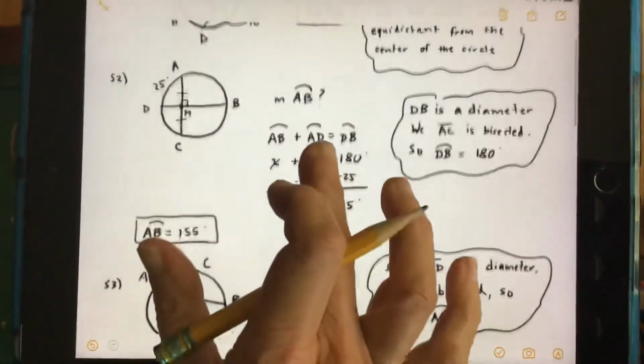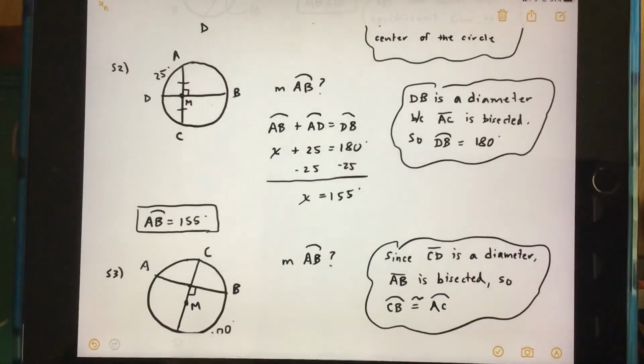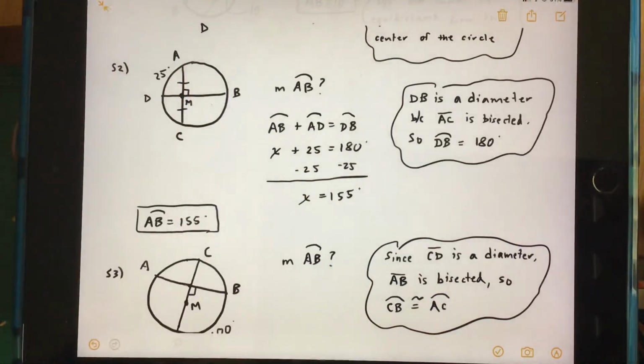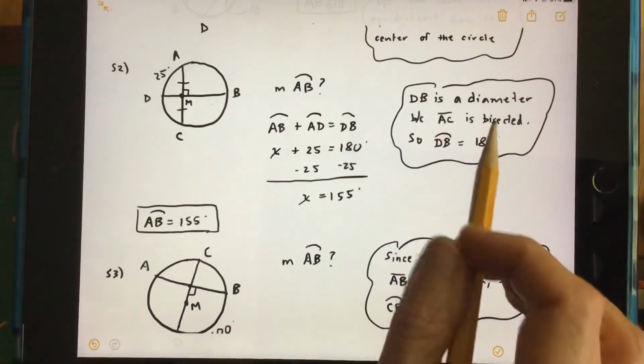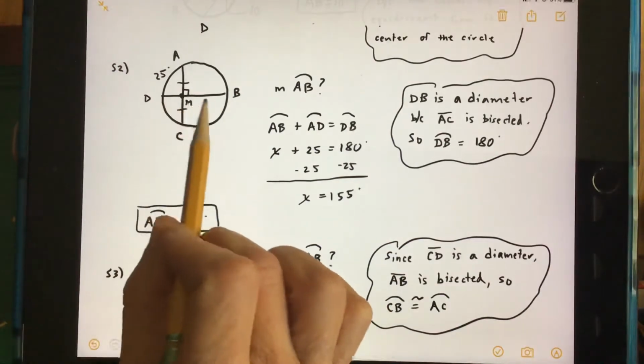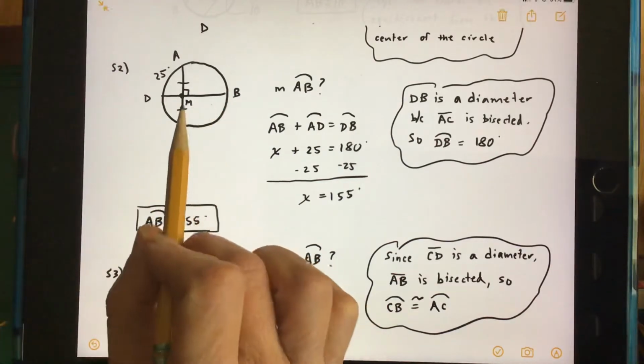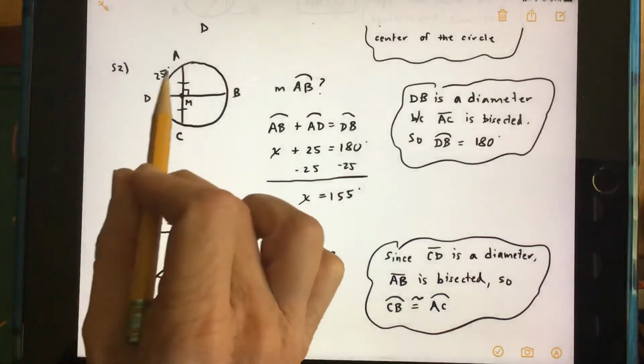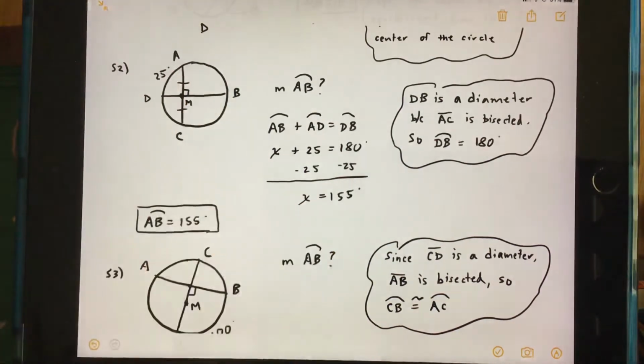Sample 2. We're asked what is the measurement of arc AB. That's this one here. And we can see that DB is a diameter. So this is a diameter of the circle. That's given information that we can work with. DB is a diameter because AC is bisected, so that means that arc DB must be equal to 180 degrees. So from here to here, we have 180 degrees. We're told that from A to D, that arc is 25 degrees.